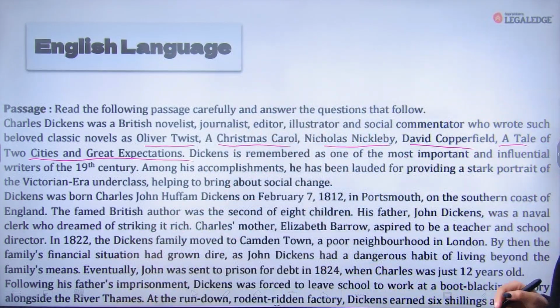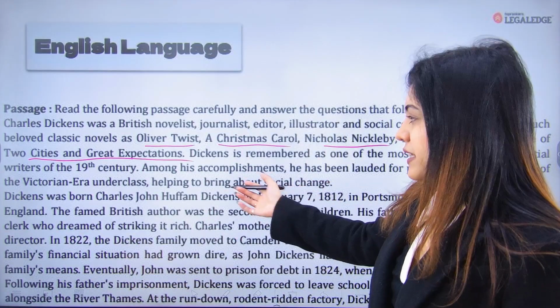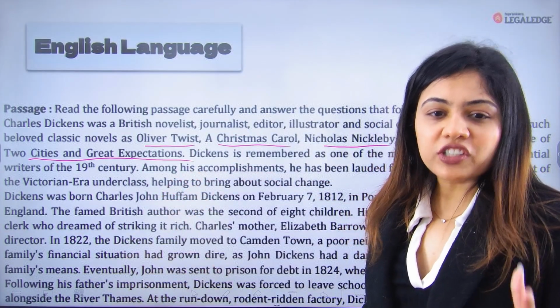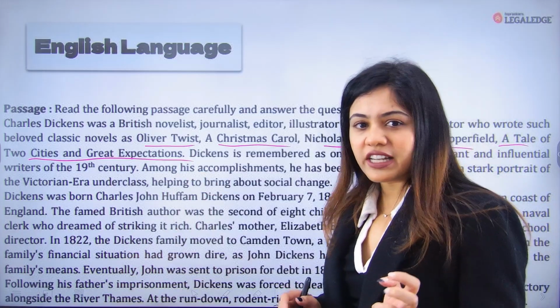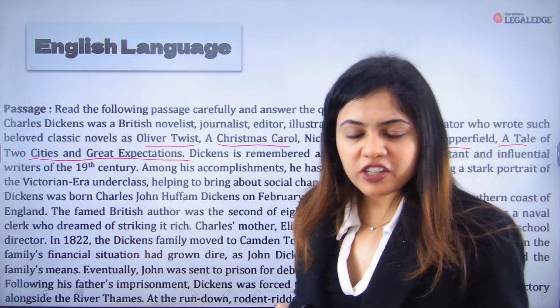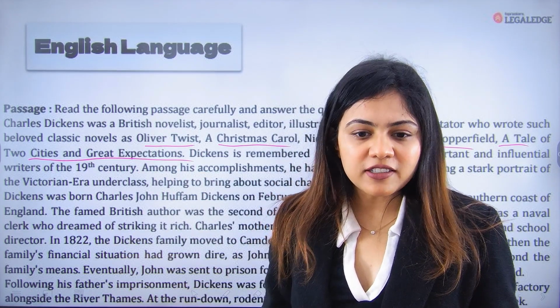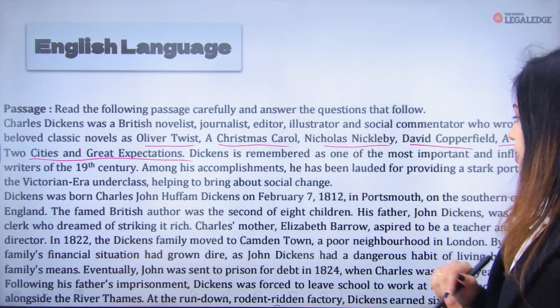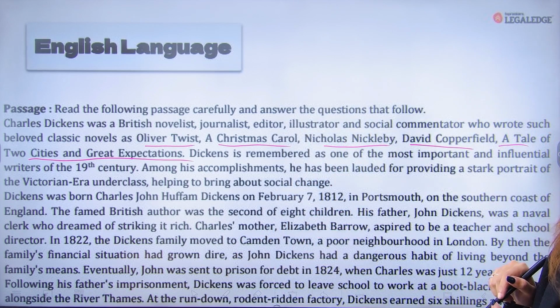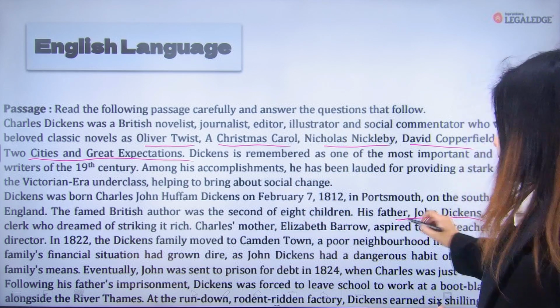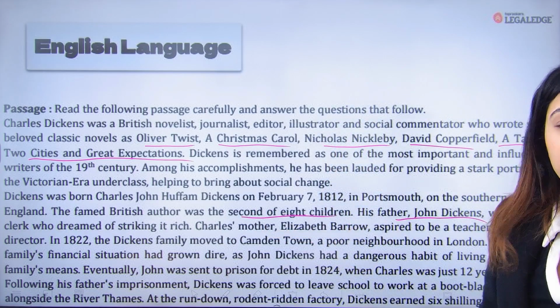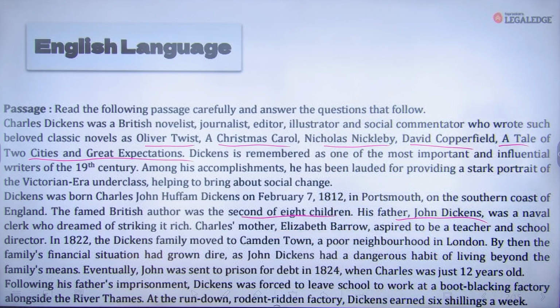And the reason why he has depicted them in great detail and got so much praise for it is because he was also a part of that underclass for some time. As we get to know in the second paragraph, first of all, Charles Dickens was born Charles John Huffman. So his original name was Charles John Huffman, but later on he took the pseudonym of Charles Dickens, as you can see, and he was born on February 7th, 1812, and he was the second of 8 children. His father was John Dickens and he was a naval clerk.